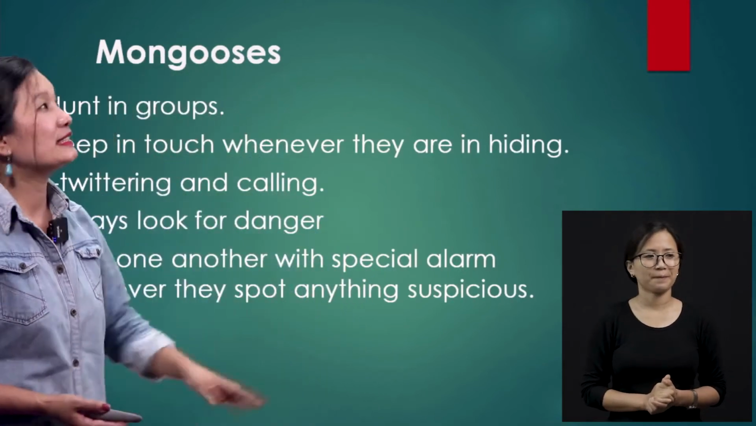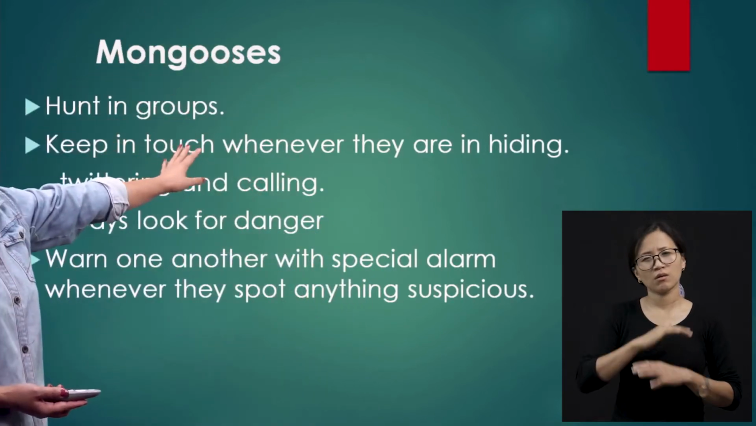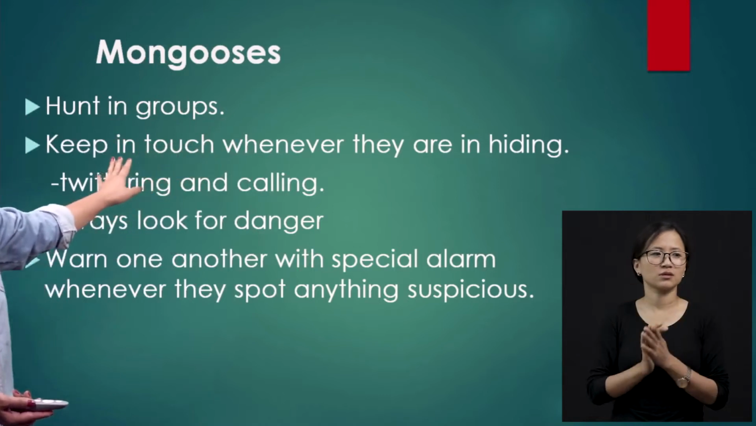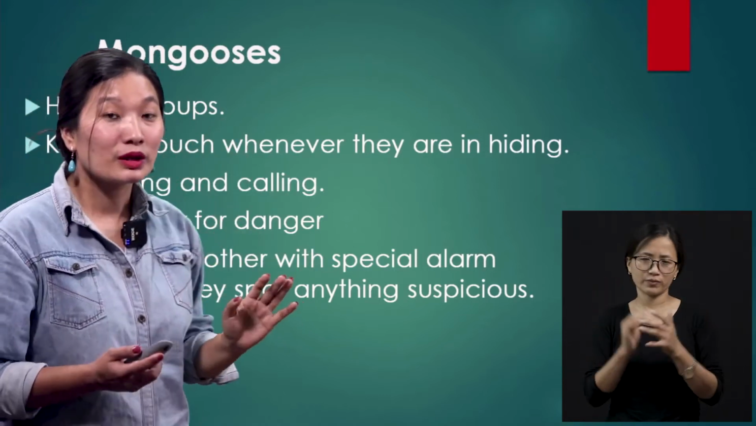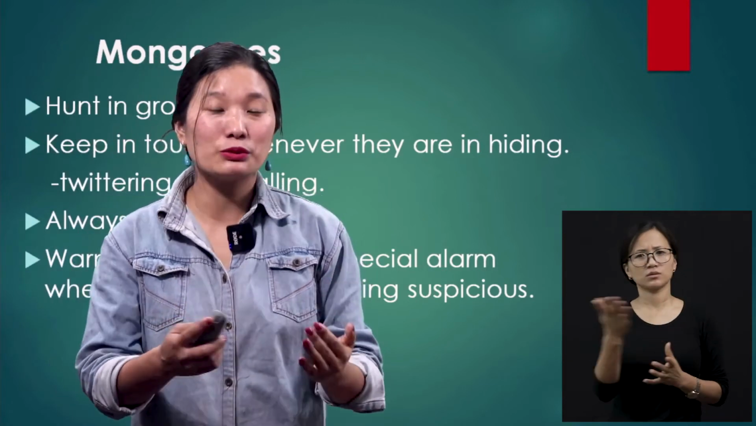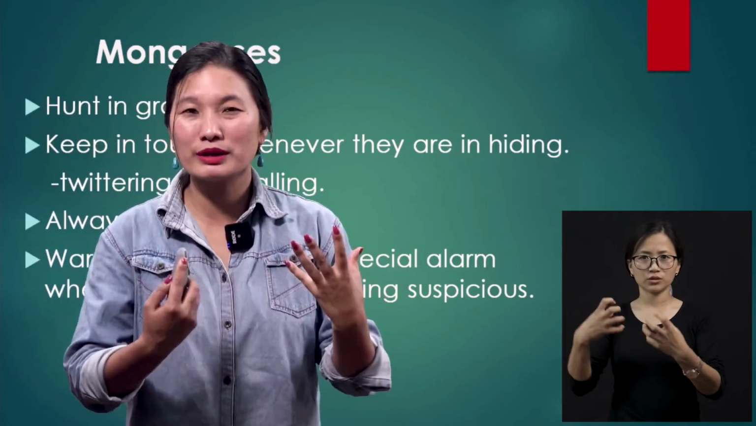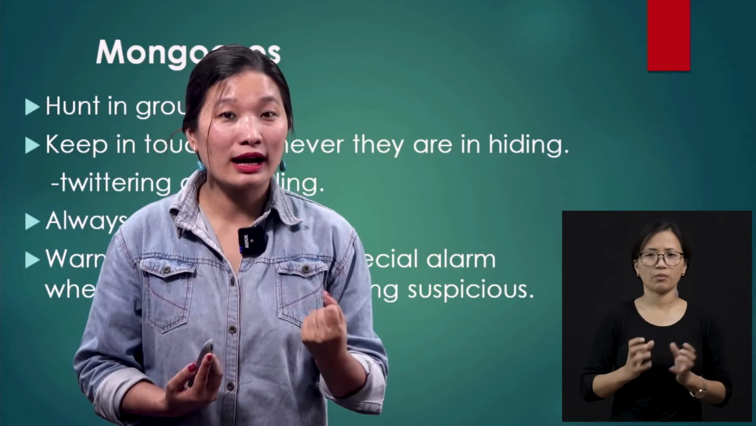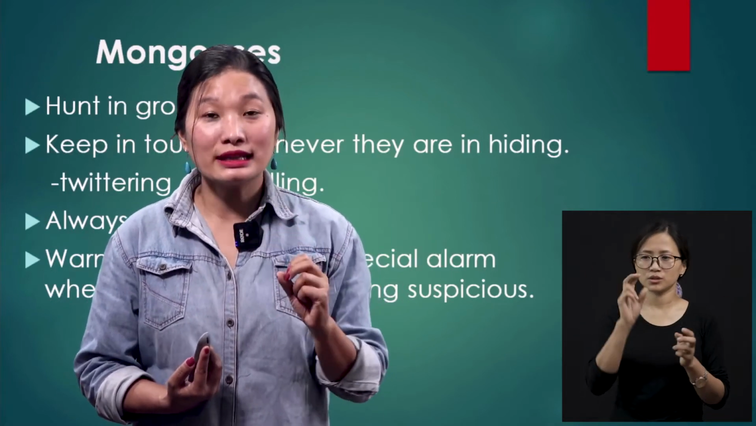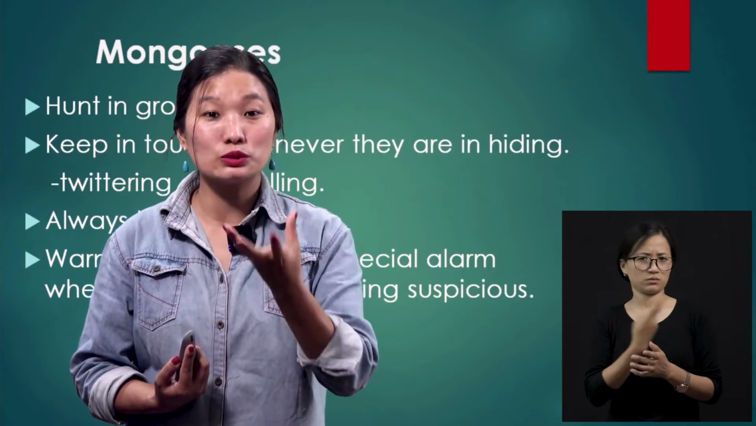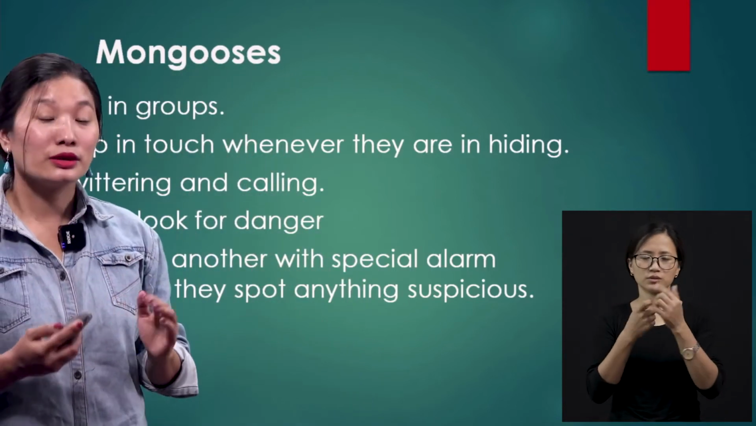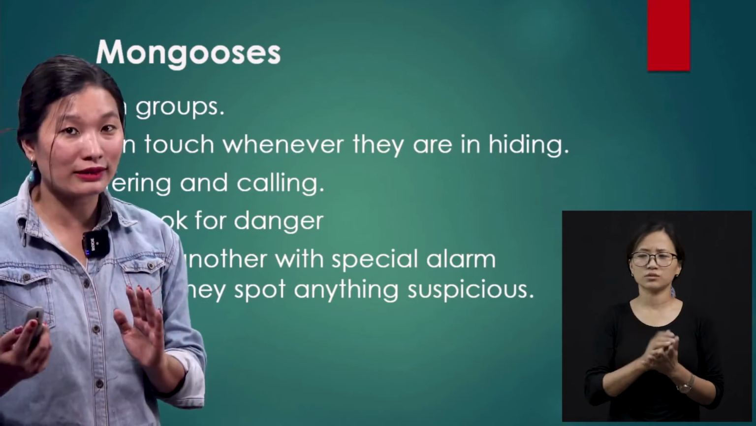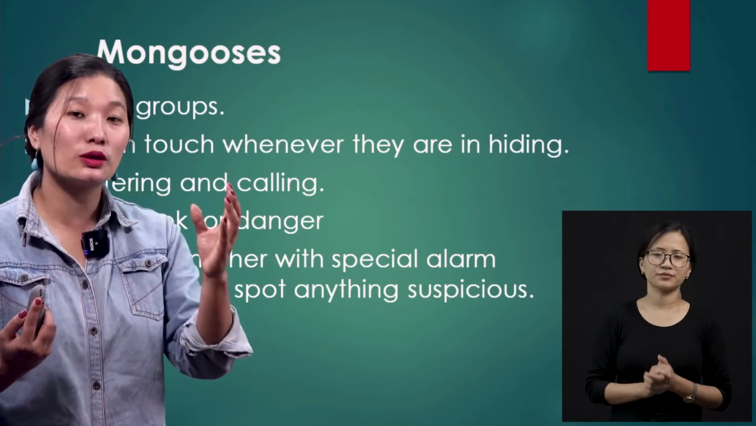Yes, we have already discussed these things. Mongooses hunt in groups. They keep in touch whenever they are in hiding. Whenever there is danger, they go behind rocks, big stones and bushes, and they hide. But they always communicate with one another by twittering. They cannot talk like us, so they have to twitter, right? And also they call out to each other. They make sure that the other one is safe, and that's why they twitter and call out.